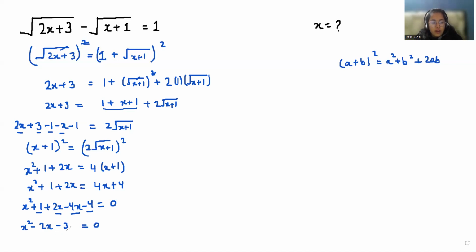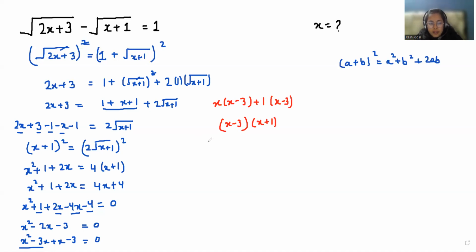Now it looks like a quadratic equation. So we are going to use the middle term split method. And we can write minus 2x as minus 3x plus x, minus 3 is equal to 0. Now from the first two terms, I can take x as common. So what is left? x minus 3. And from the next two terms, again I am taking x minus 3 as common. So 1 is left. So x minus 3 is common, and the other factor is x plus 1.